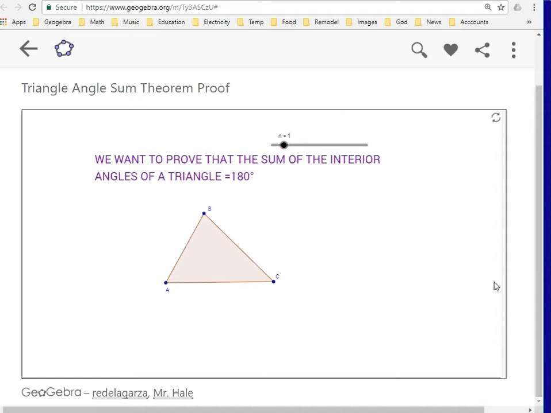So we want to prove that the sum of the interior angles of a triangle is 180. You don't have to write this down. So this is what we're trying to prove. We have three angles in a triangle, A plus B plus C. They should add up to be 180.